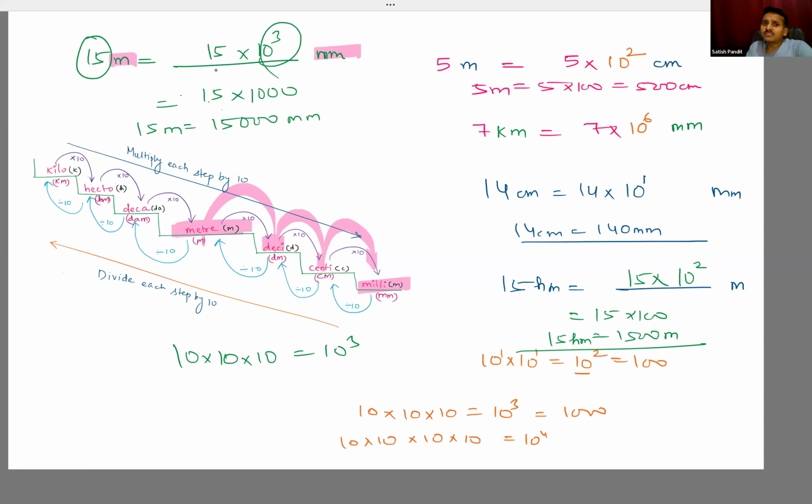And 10 to the power 3 means 1000. And if you multiply this, you get 15,000 millimeter. Same thing I have done here. See, meter to centimeter. Meter is here, centimeter is here. So 2 steps. So 10 to the power 2 and 5 is a constant.